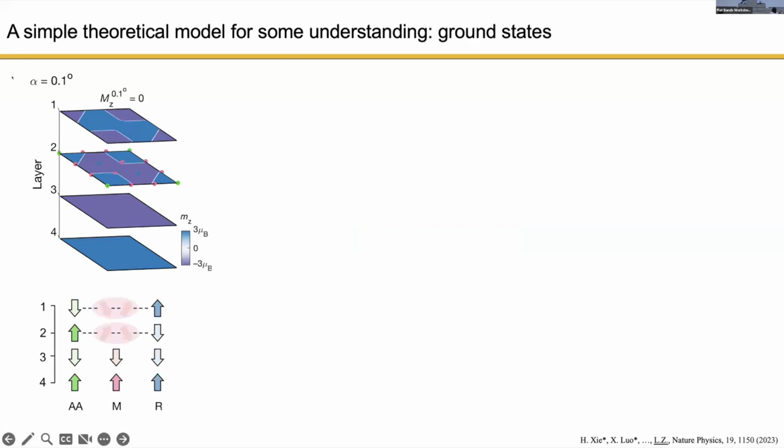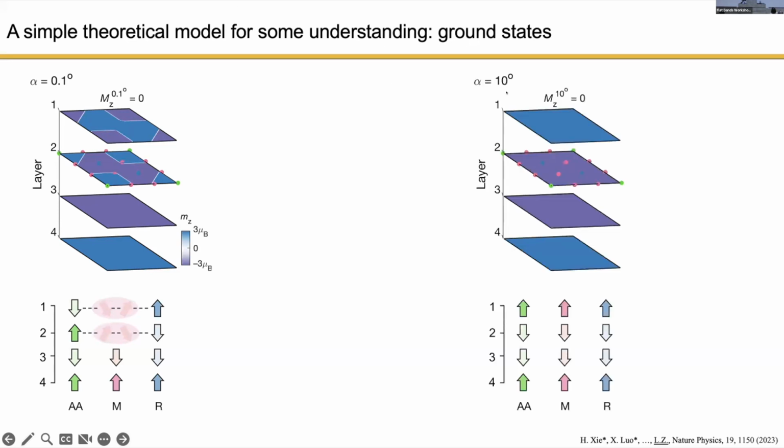For the very small twist angle at 0.1 degree, we actually have two layers that are modulated with a spin texture, and they are modulated in an antiferromagnetic fashion. So when we look at everything together, the total magnetization along the Z direction is actually 0. And when we look at the very large twist angle, we can see that the spins are homogeneous in every layer. So for this situation, the total magnetization along the out-of-plane direction is also 0.